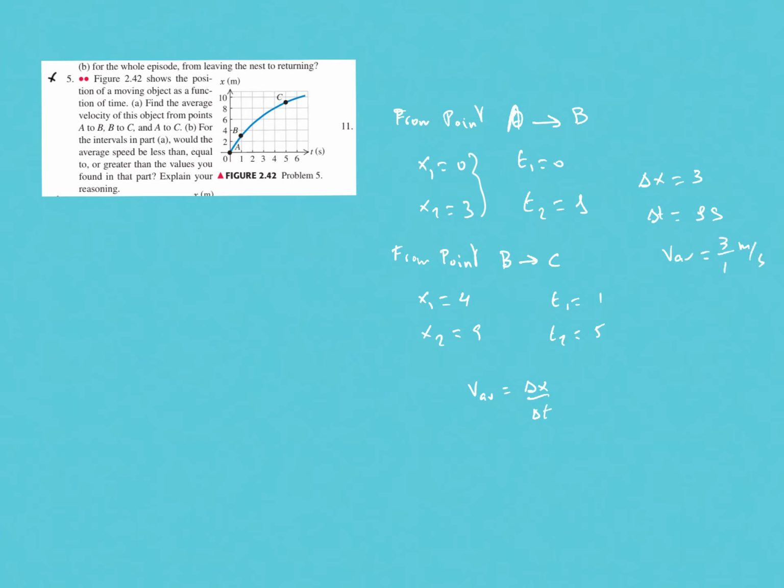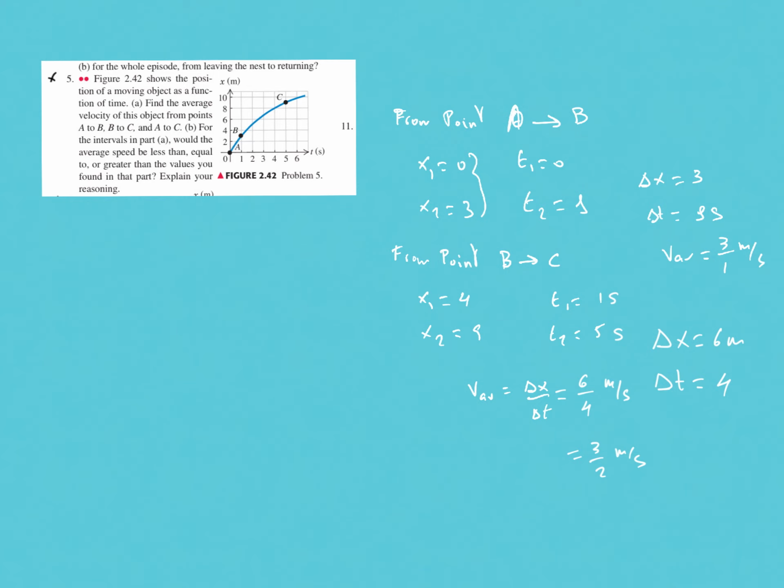From point B to C, the change in position is from 3 to 9, so delta x equals 6 meters. And delta t, the change in time, is from 1 second to 5 seconds, 4 seconds. So the average velocity is delta x, 6, divided by 4 meters per second. If you prefer, 3 divided by 2 meters per second. And from A to C, you'll do it. You know how to do it.